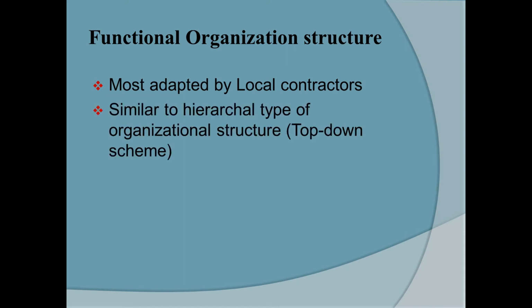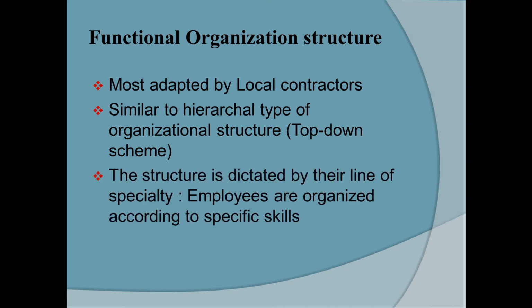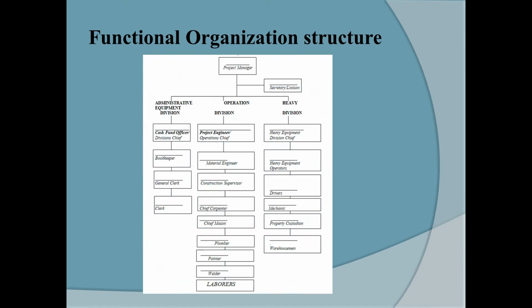So, functional organizational structure. This is normally most adopted by local contractors. It is quite similar to the hierarchical type of organizational structure, so it also uses the top-down scheme. The only difference is that the structure is dictated by their line of specialty. So employees are organized according to their forte or their specific skills. So this is one example of a functional organization.